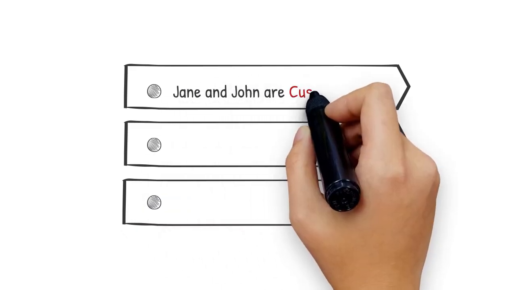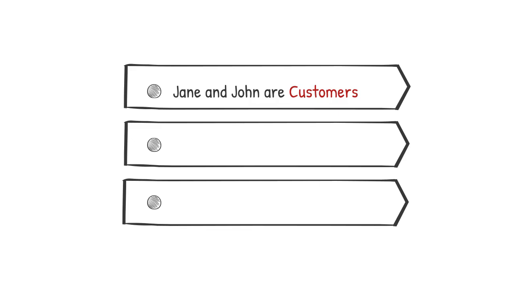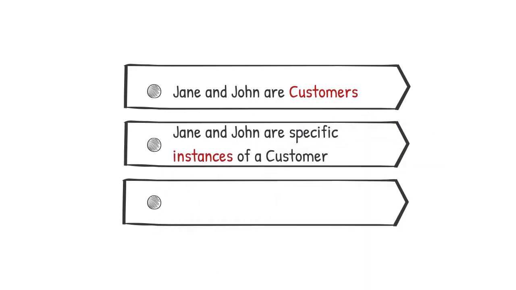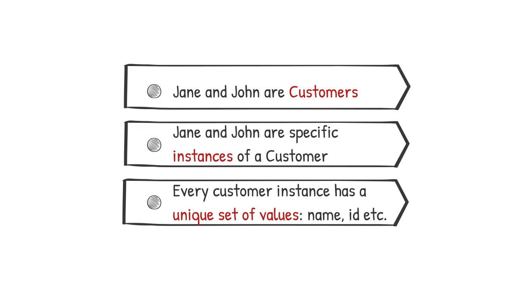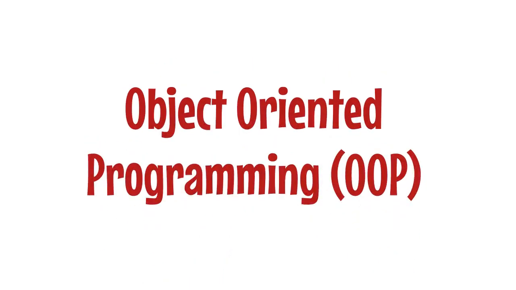Let us first understand and classify a few things. Now, Jane and John are customers. Also, Jane and John are specific instances of a customer. And every customer instance has a unique set of values like name, customer ID, etc. This basic classification is the foundation on which object oriented programming concepts are built. There are many programming languages which support object oriented programming, and Java is one among them.